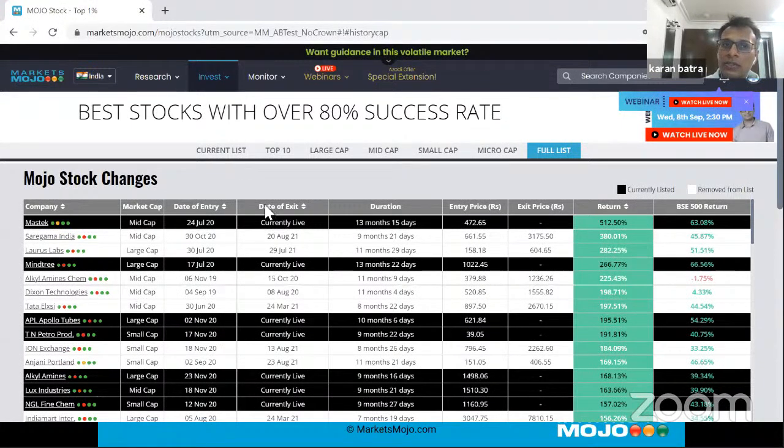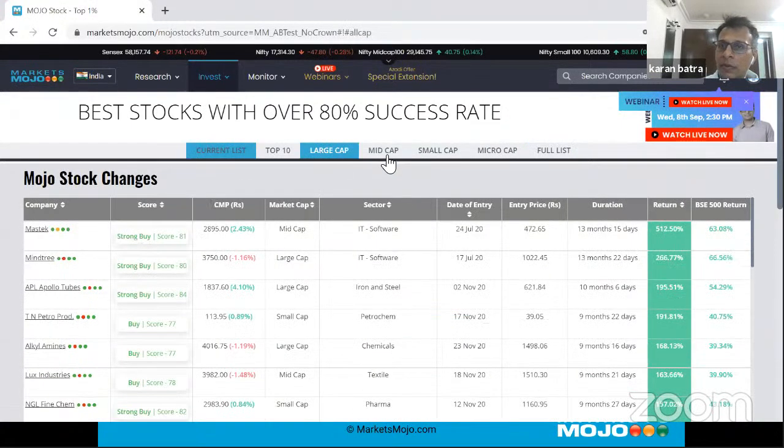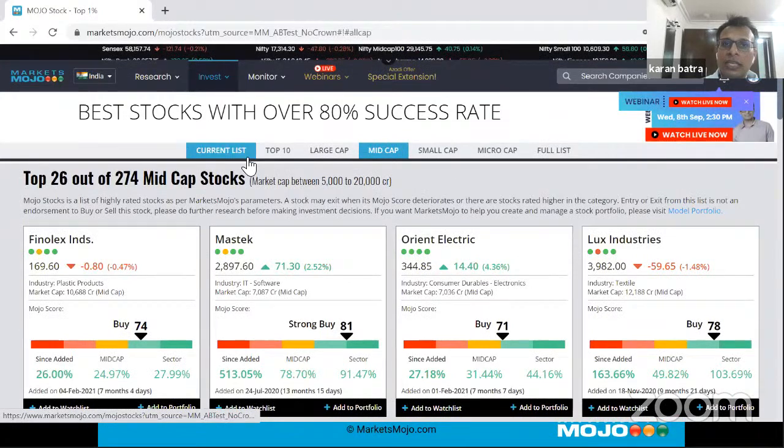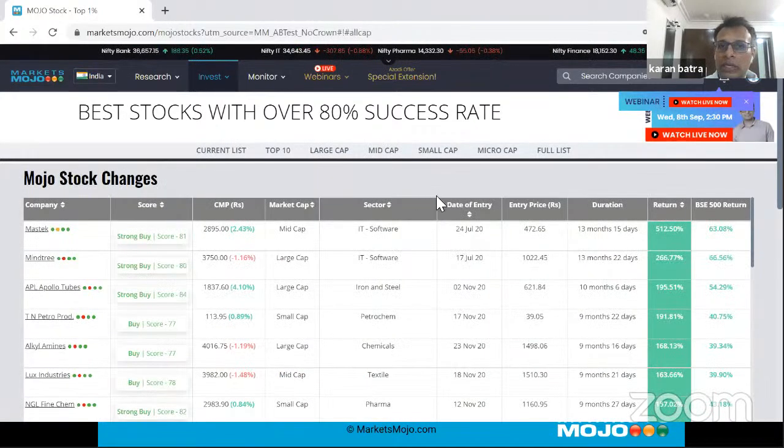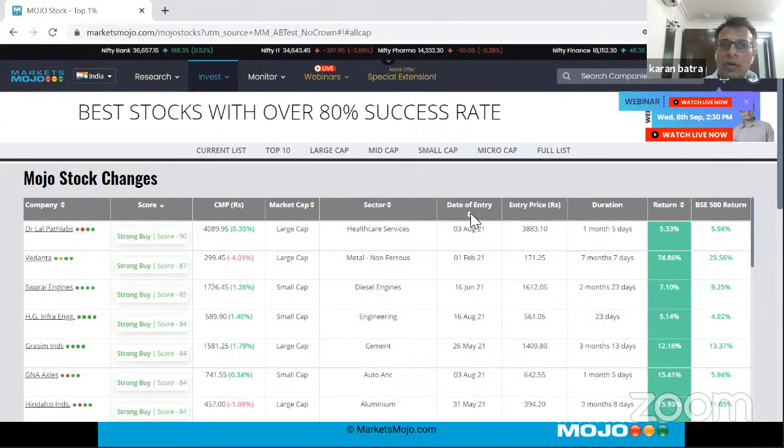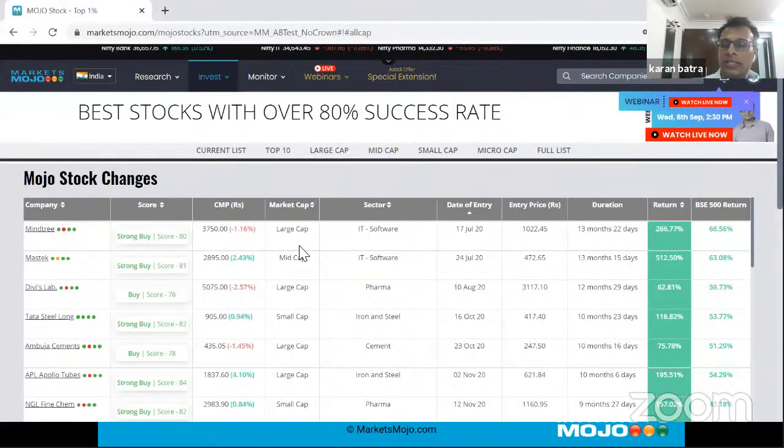You can click on current list. This is a card display format. Current list will have a table format, so you can do a lot of sorting here. You can sort by the date of entry, or you can sort by score. You can do all that stuff.